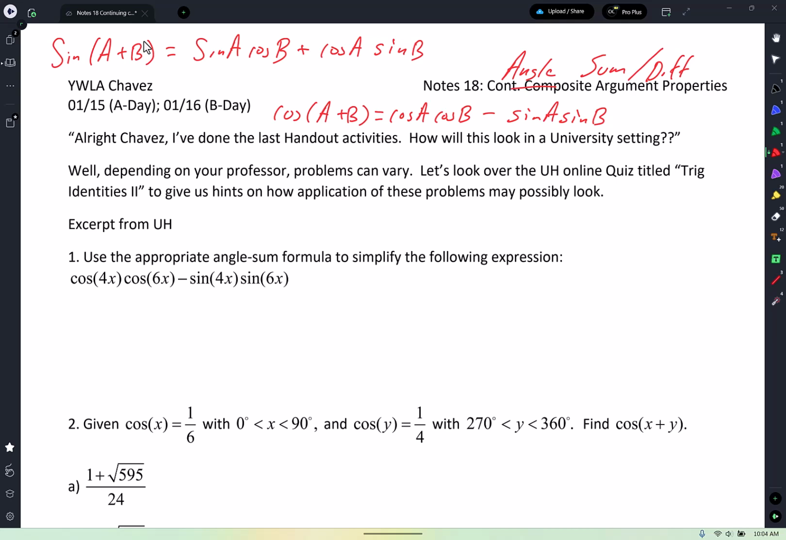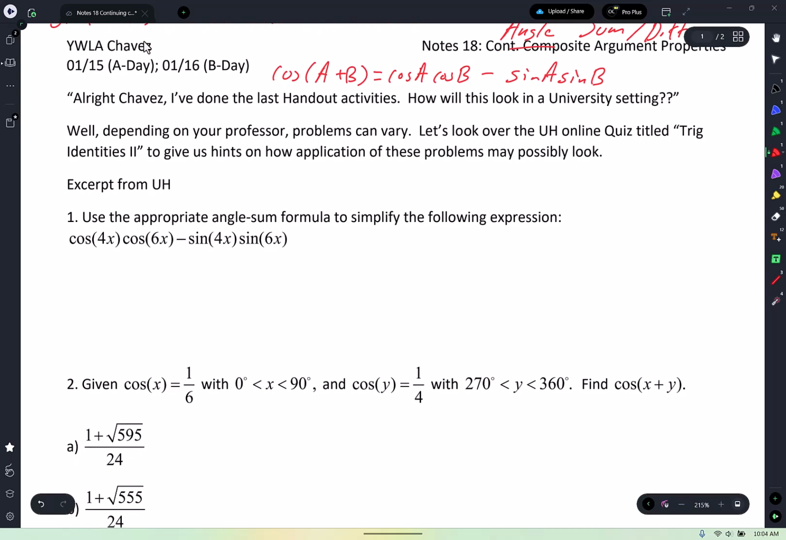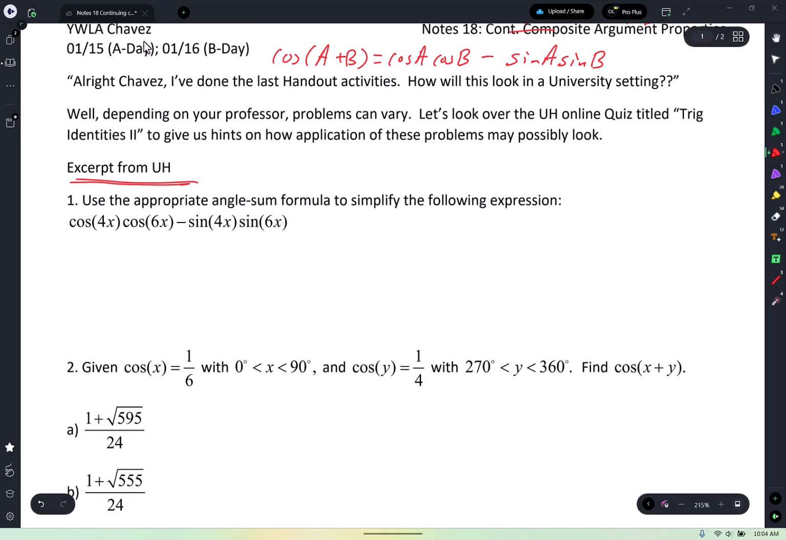All right. In time, we're going to do a UH quiz. We're not there yet. So this is coming from UH. See, it says extra from UH. It says use the appropriate angle sum formula to simplify the following expression. So here's how you tackle these guys.